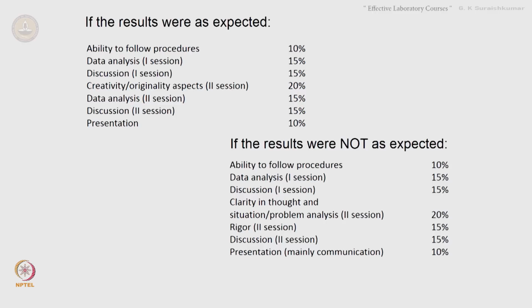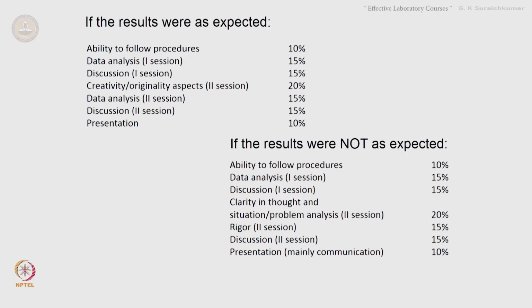If the results were not as expected, then the first session remains the same: ability to follow procedures 10%, data analysis first session 15%, discussion first session 15%. And then clarity in thought and situation or problem analysis, what led to their unexpected results, how would they go about proving that, and so on and so forth, that carries 20%.